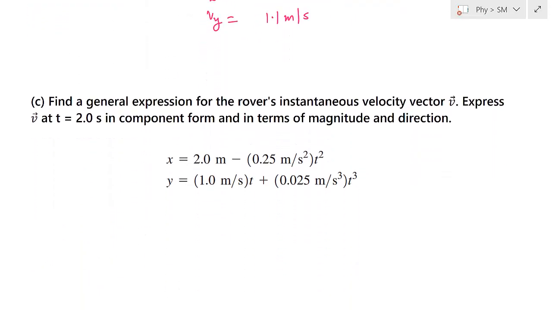Now finally the third part: find the expression for the rover's instantaneous velocity vector v, and express v at t equals 2 seconds in component form and in terms of magnitude and direction. So we have to calculate the expression for instantaneous velocity, and then calculate the velocity at t equals 2 seconds. We have to express my answer in terms of components as well as magnitude and direction. Now how will you do that?